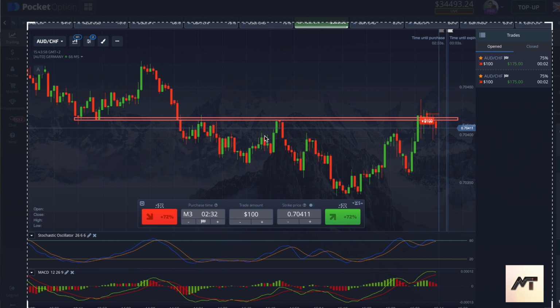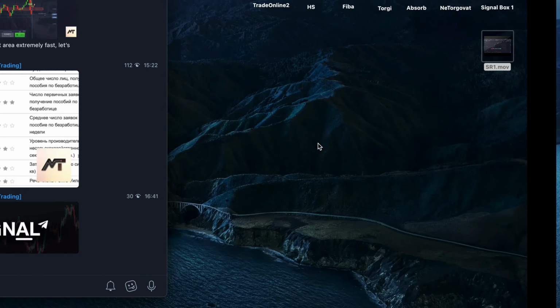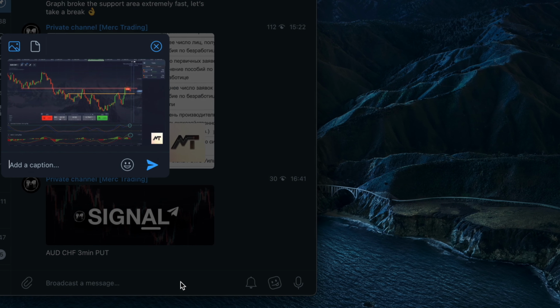So here I found a good place to trade on, and I use the levels to see when exactly I should open a trade. And then I post the results to my subscribers.